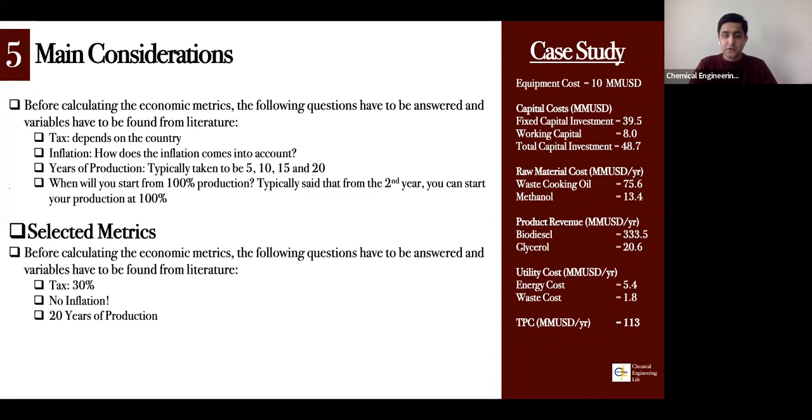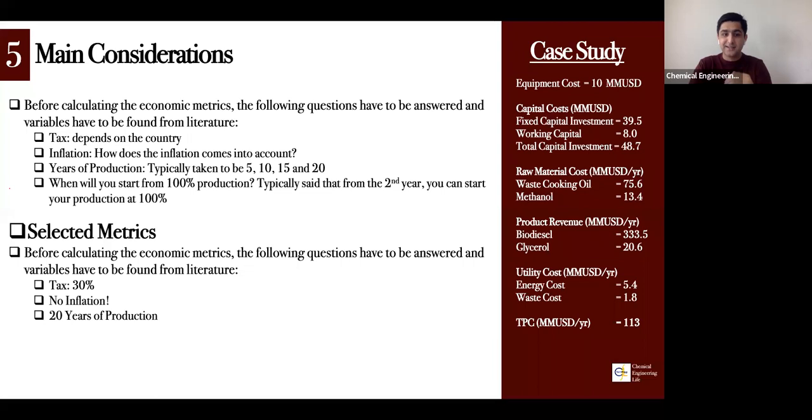Inflation, you can take inflation into account. And there are two ways of doing it. Either you can take the inflation for your product. So that means that if I am selling my biodiesel today for $0.9 per kilo, due to inflation, it's going to get more expensive, right? So next year it's going to be more expensive. The year after it's going to be more expensive, and that's a great thing.